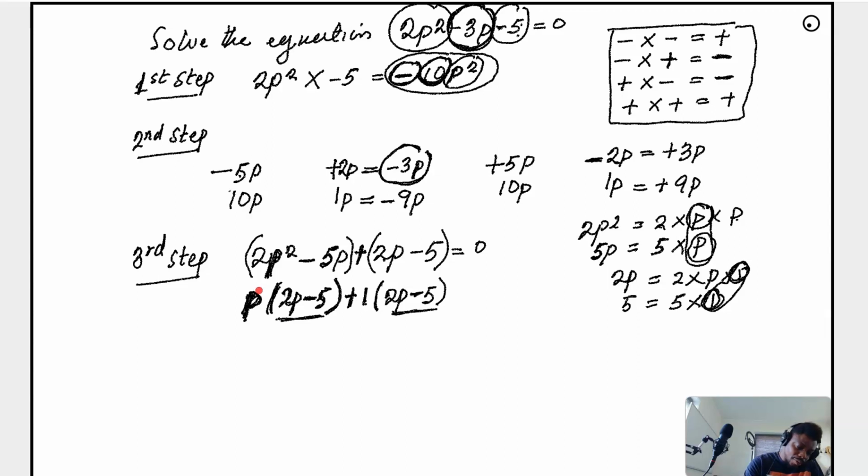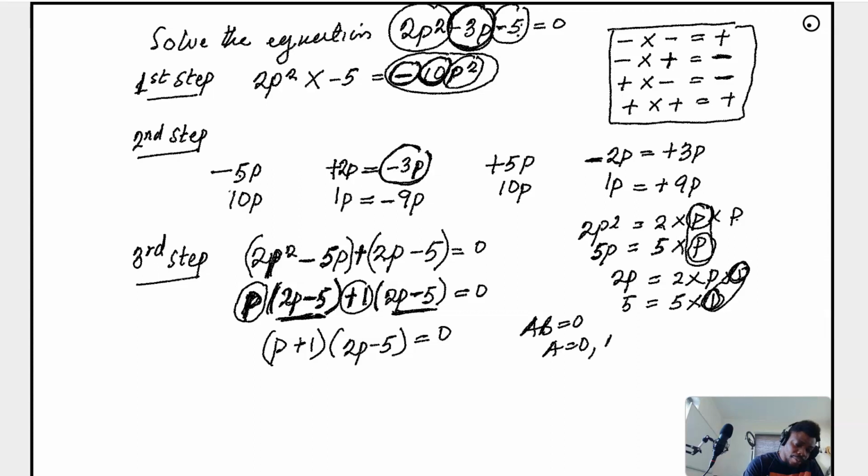So now, what is outside? P plus 1. So P plus 1, I write it in the bracket. Then remember, 2P minus 5 is the same. You write one of that, 2P minus 5. So this is equal to 0. Like I said, AB is equal to 0. That means A is equal to 0 and B is equal to 0. So here, P plus 1 is equal to 0. That means P is equal to minus 1 because plus 1 goes to the other side.